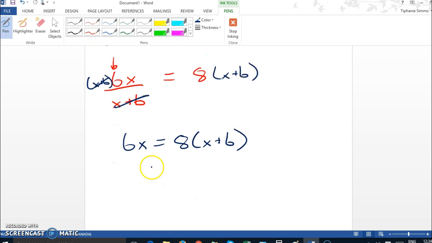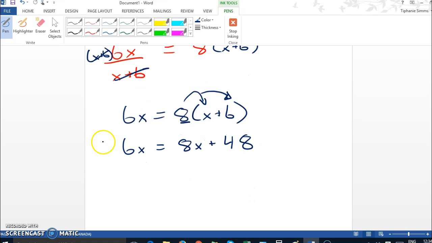Okay. Now we can follow order of operations. We're going to get rid of the brackets first, and since I'm multiplying 8 by a binomial, something with two terms, I'm going to multiply 8 by each term. So 6x is still there on the left, 8 times x is 8x, and 8 times 6 is 48. Okay, so now, after we've done that, this should be pretty reasonable to us, I think.